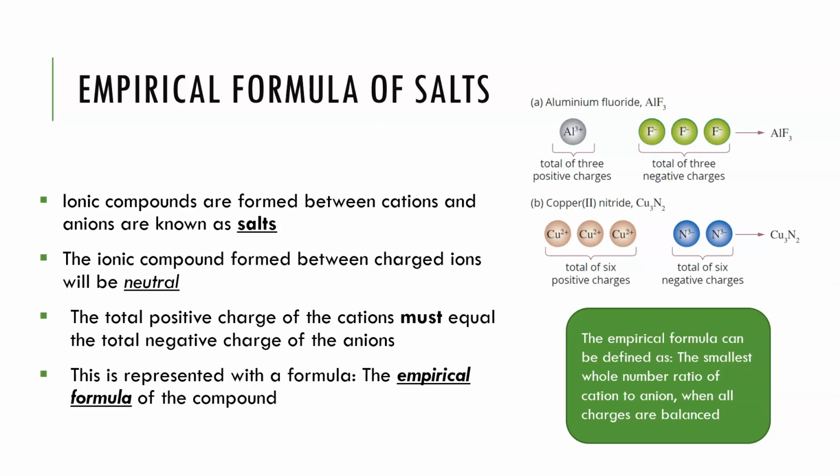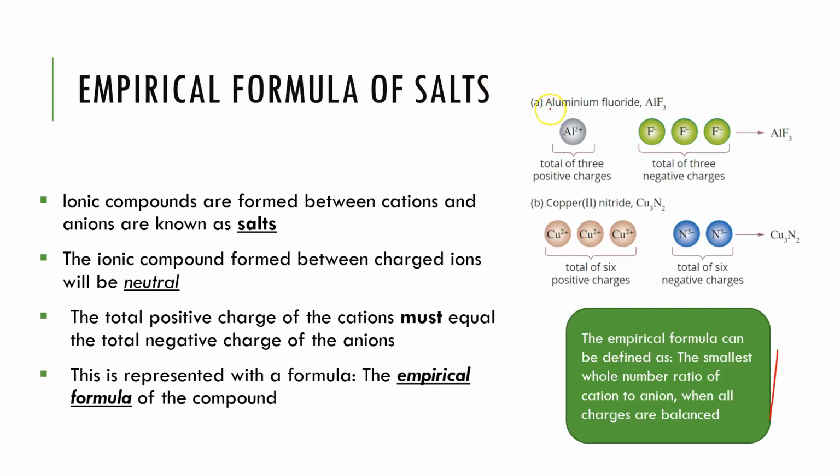Okay, so ionic compounds are formed between cations and anions. This combination gives us a compound known as salts. The ionic compound formed will always be neutral. So the total positive charge on the cations has to equal the total negative charge on the anions. We give this minimum ratio of cations to anions the name the empirical formula. So the empirical formula is the smallest whole number ratio of cation to anion when the charges are balanced.